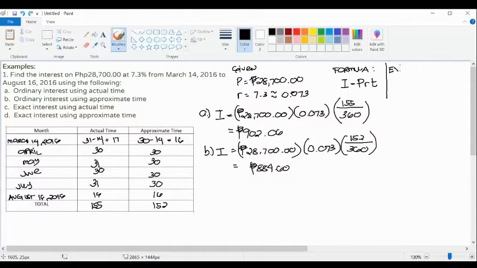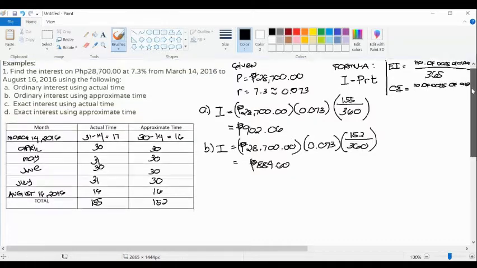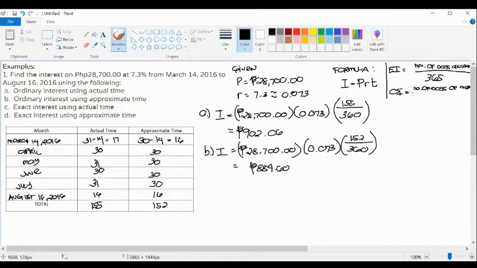Okay, I'm going to put the formula for the ordinary interest and for the exact interest. So for exact interest, we have the number of days of the loan divided by 365. And for the ordinary interest, it is the number of days of the loan over 360, which we used here, right?